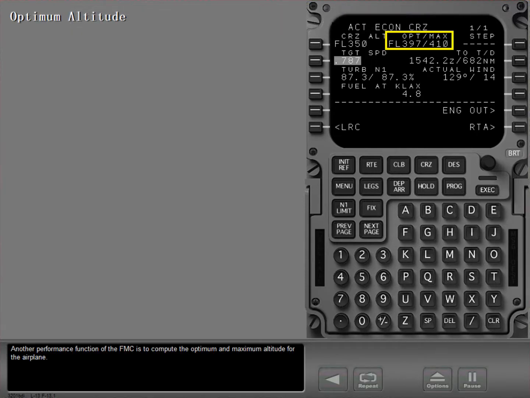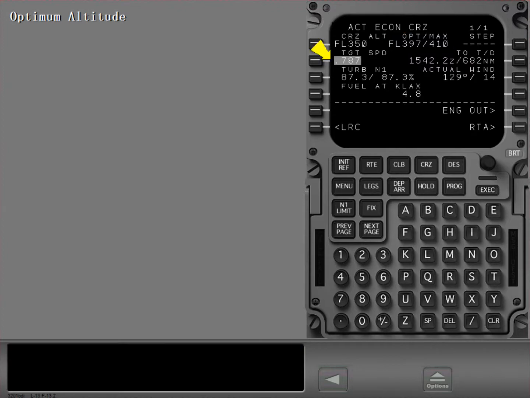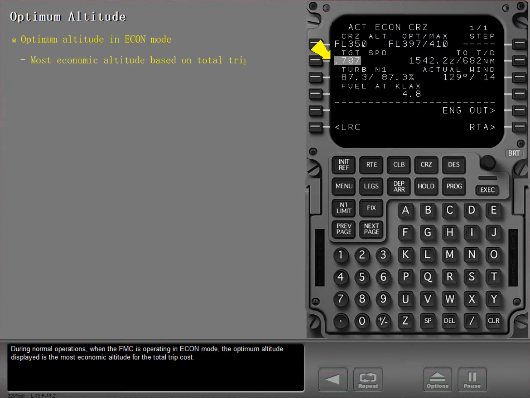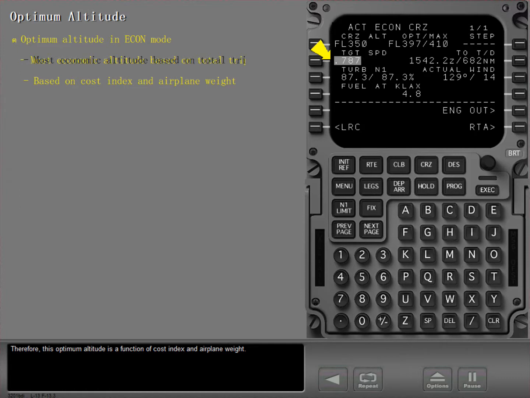Another performance function of the FMC is to compute the optimum and maximum altitude for the airplane. During normal operations, when the FMC is operating in econ mode, the optimum altitude displayed is the most economic altitude for the total trip cost. Therefore, this optimum altitude is a function of cost index and airplane weight.